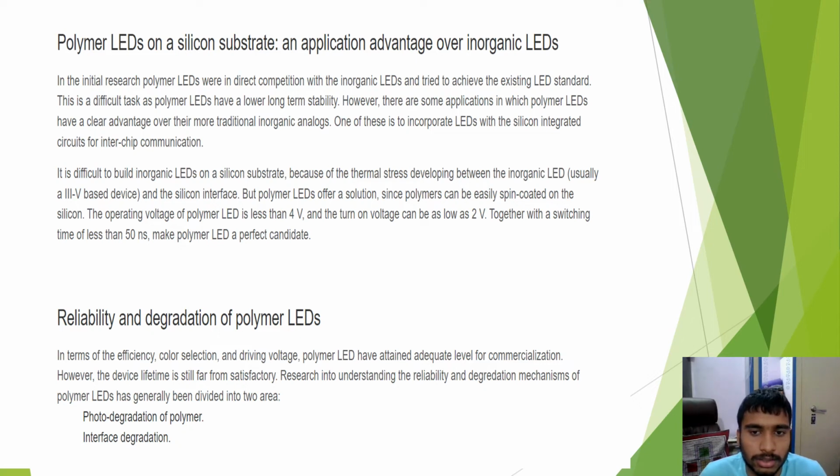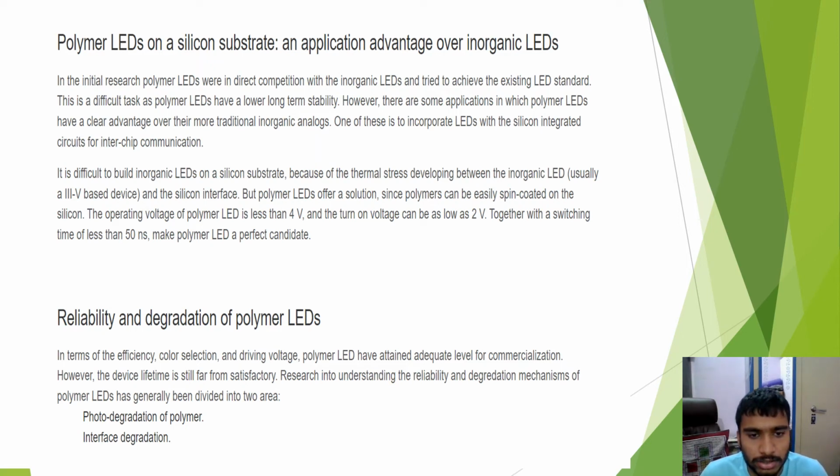Since polymers can be easily spin coated on the silicon, the operating voltage of polymer LEDs is less than 4 volts, and the turn-on voltage can be as low as 2 volts. Together with a switching time of less than 50 ns, this makes polymer LEDs a perfect candidate.